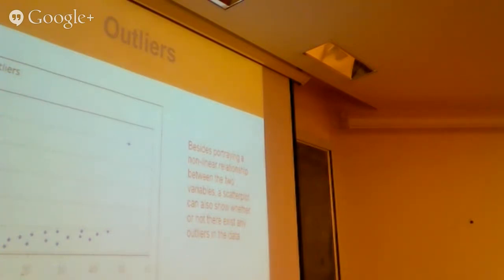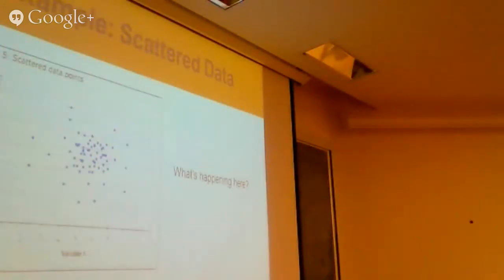Not the only way. We talked about already box plots, whisker plots, and IQRs as methods of finding an outlier. This is another way to find an outlier. What's happening here? Is there a relationship here?